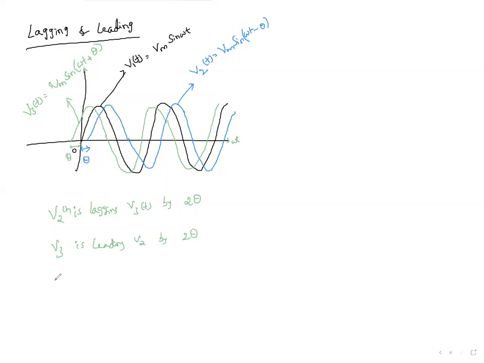I will write the same sentence in a different way again. V2 is leading V3 by minus 2 theta. Very good, now you understood the concept. Simply, if I want to use the word leading, then what to do? Minus 2 theta. That's it. Similarly, V3 is lagging V2 by minus 2 theta. This way you can write for any example.